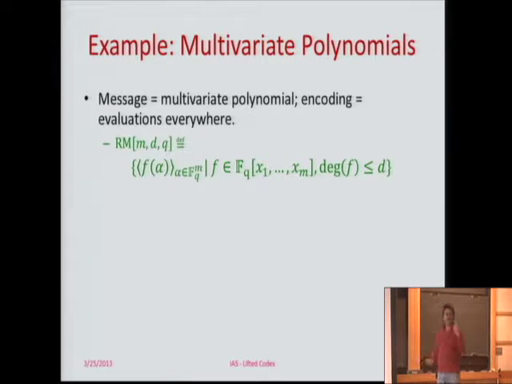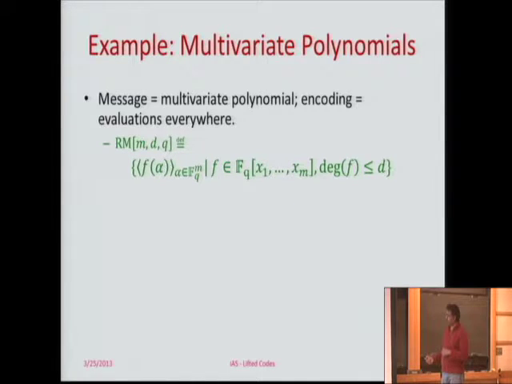So the message is the space of messages we'll associate with a set of multivariate polynomials, and their encoding will be just evaluations of this polynomial everywhere. In particular, this family of codes is called the Reed-Muller codes. They were invented by Reed and Muller in 1950 or so, and they have 3 parameters associated with it: q denoting the field over which you're working. It will also be the alphabet of the code, so the code words will be vectors in F_q to the n. There will be a degree parameter d, which says what is the degree of the polynomials you're working with, and m is the number of variables that you're working with over here.